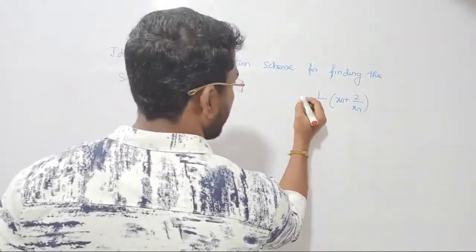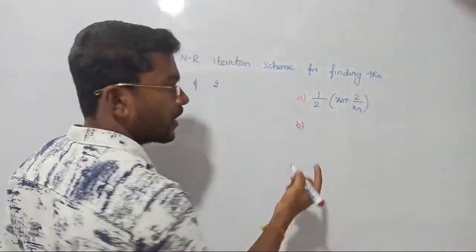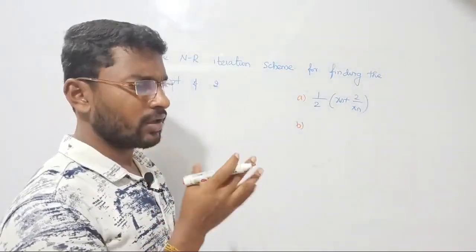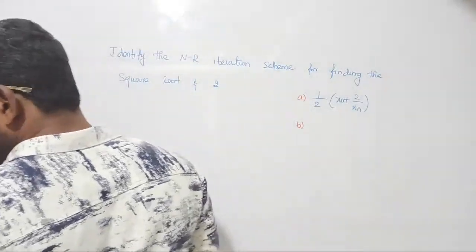See, this is option A. That is what they said. See, in the last question, unconsciously, I did not take the correct value for x naught. Please correct it by yourself, right? Then you'll get the correct answer.